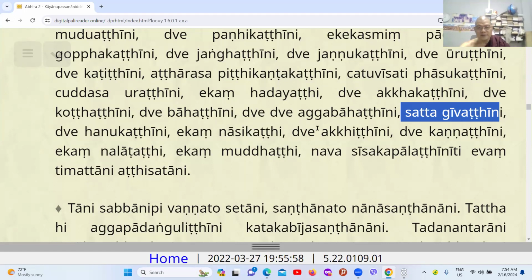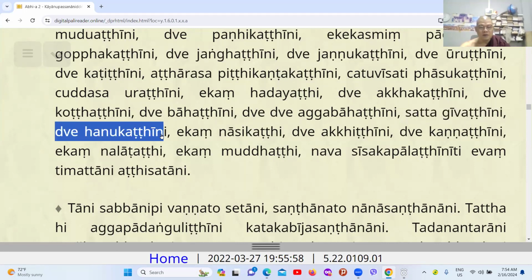Dwe hanukati, 2 hanuka chest bones here. Dwe nasikati, 2 nose bones. Dwe agati, 2 eye bones. Dwe kanati, 2 ear bones, kana, ear bones.